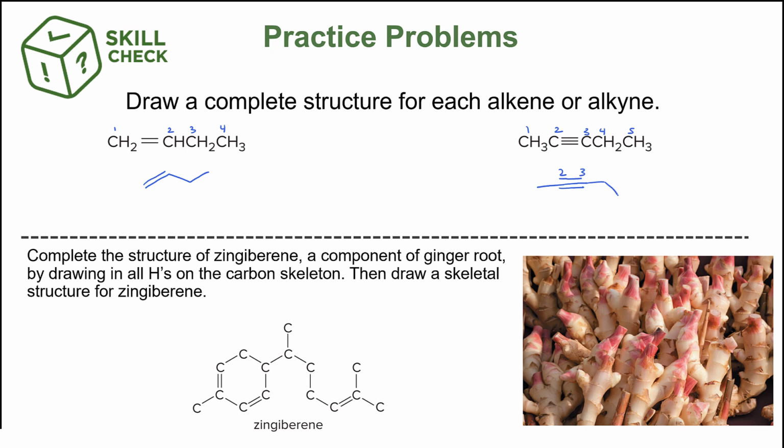The next problem here is to complete the structure of zingiberene. It's a component of ginger root. So we want to draw all the hydrogens in that are missing and then draw the skeletal structure for that. And ginger, if you did not know, is used as a spice in Indian and Asian cooking. And ginger candy is sometimes used to treat nausea resulting from seasickness or even morning sickness.